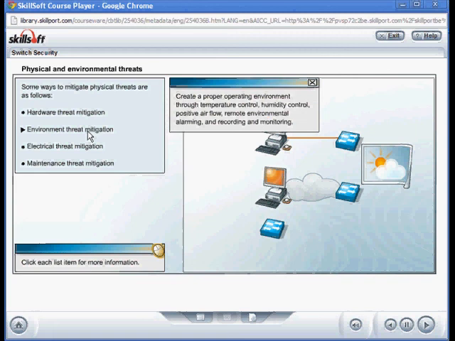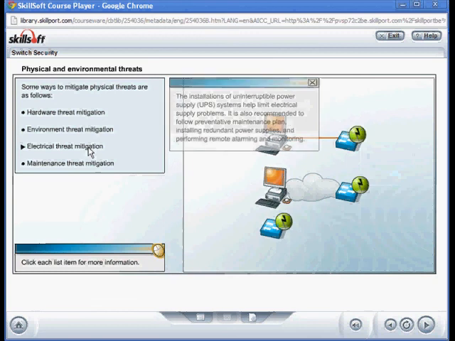Create a proper operating environment through temperature control, humidity control, positive airflow, remote environmental alarming, and recording and monitoring. The installations of uninterruptible power supply, UPS systems, help limit electrical supply problems. It is also recommended to follow preventative maintenance plans, installing redundant power supplies, and performing remote alarming and monitoring.